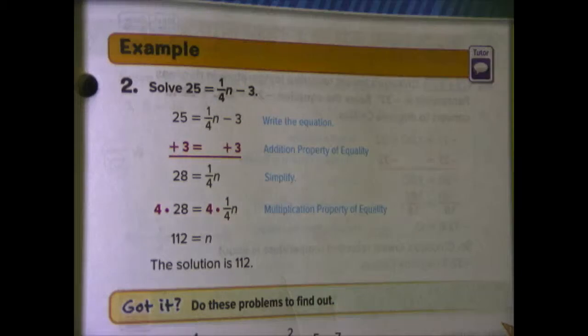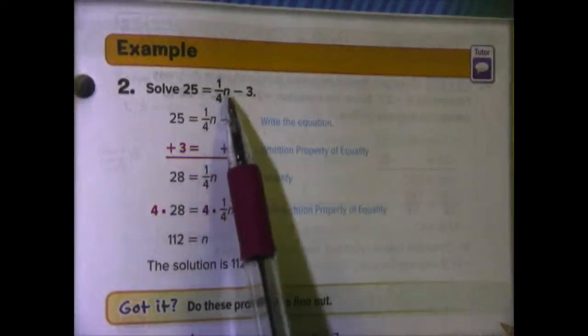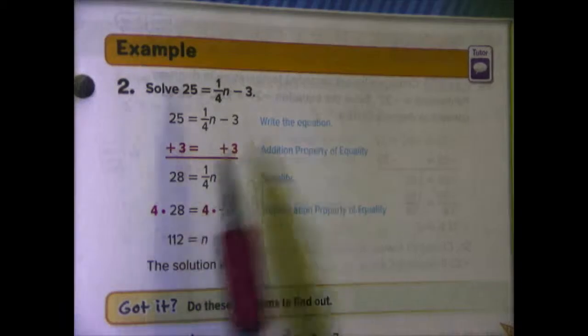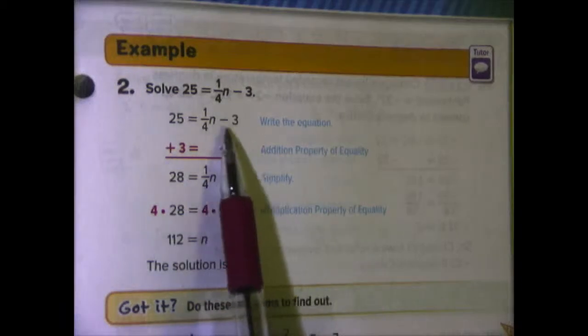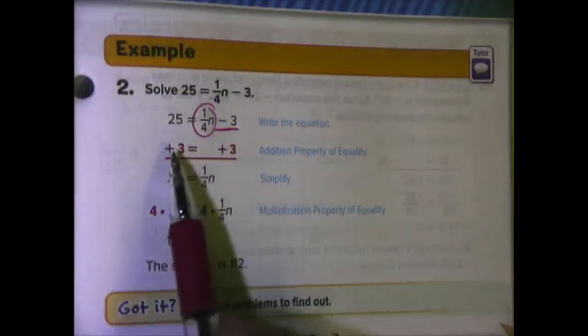Let's move to page 123 and look at example 2. Notice in example 2 that we have a fraction. If you go back to lesson 1, if you're having issues with fractions, you might want to review lesson 1 to remind you how to solve these equations with fractions. If you feel pretty comfortable with them, go ahead and follow along with me on the example and we'll do some problems together. 25 equals 1/4 n minus 3. First thing we have to do is to add or subtract. So we know we need to get 1/4 n alone. In order to do that, we've got to get rid of the negative 3, so we need to add 3 to both sides.